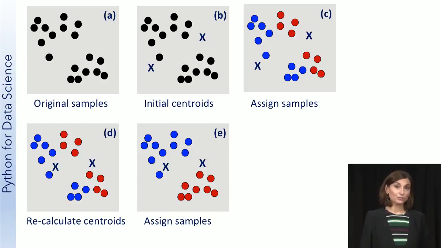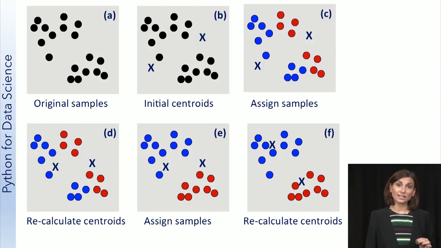E shows the second iteration. Samples are assigned to the closest centroid. Note that some samples changed cluster assignments during this step. In F, the centroids are recalculated again. Cluster assignments and centroid recalculation are repeated until some stopping criterion is reached, and you get your final clusters as shown in F.